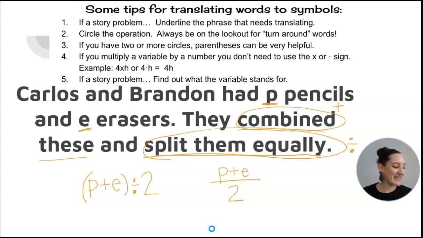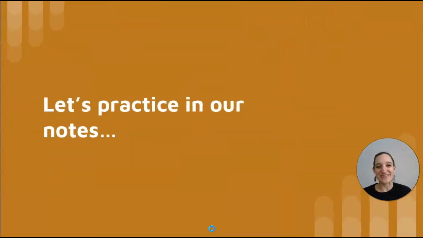That's what we're doing today. So it's not much different than what we did last lesson. It's just a step more. I'm trying to kind of baby step you up to be super awesome. So let's do some in our notes now.